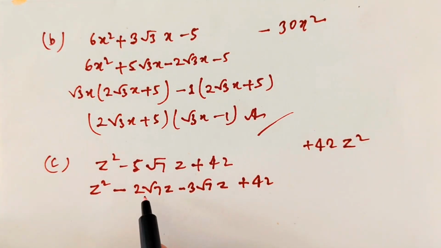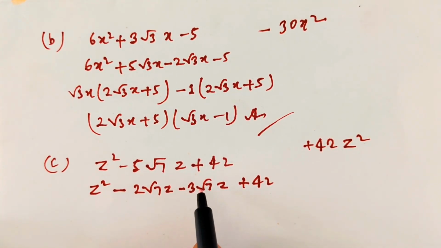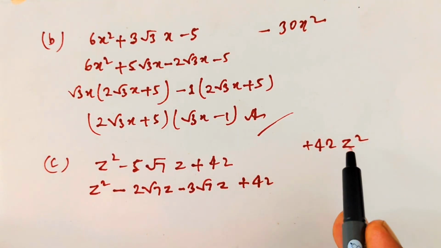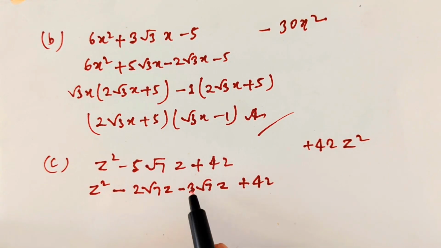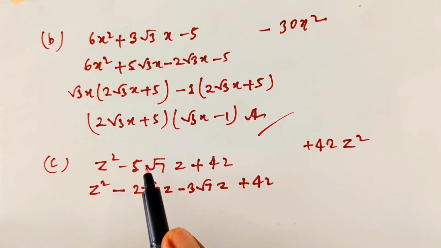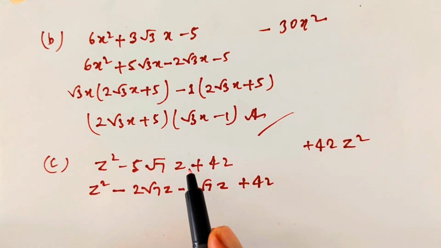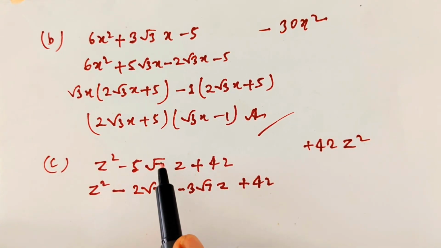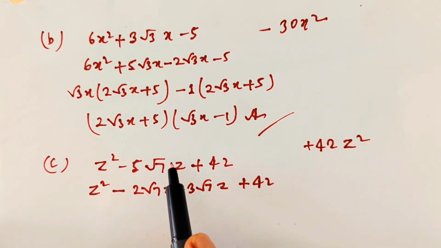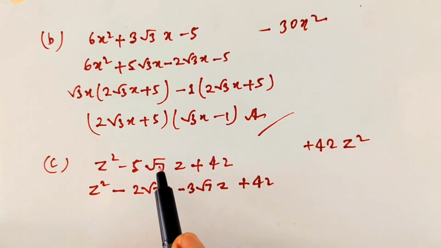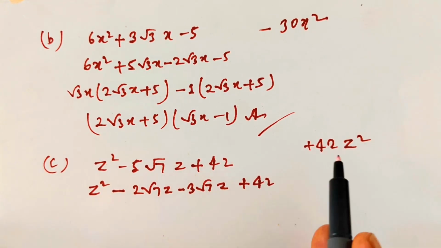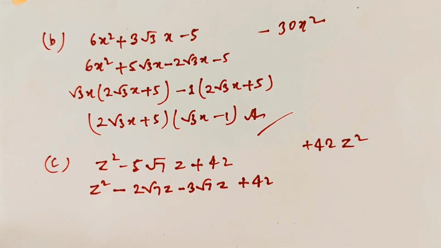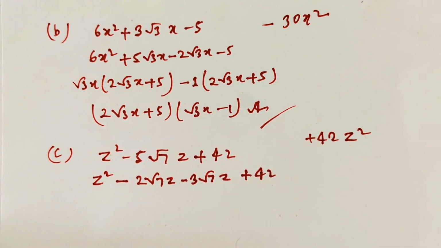If you multiply these two, 2 root under 7z and 3 root under 7z, it comes to 42z square. If you add these two numbers, we get minus 5 root under 7z. If you ask whether there are other possibilities to break the middle term, no, there are no other possibilities for such questions. So you need to use mental ability to solve such questions and learn from this video. So how can we break it?